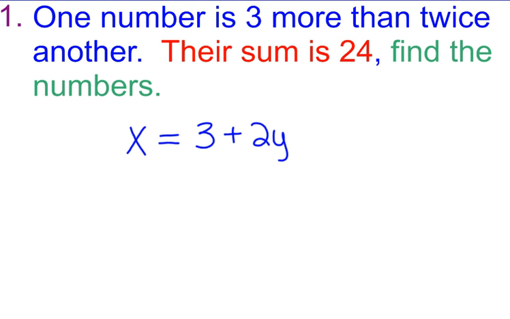So now look at the sentence. Look at my equation as I read it to you again. One number is 3 more than twice another. If you have a hard time writing these, breaking it down, doing a couple words at a time is really going to help you. Then I look at the second sentence. It says their sum. Well, who's they? They are the numbers. They are x and y. Their sum is 24. So their sum, x and y's sum, meaning we're going to add them, equals 24.